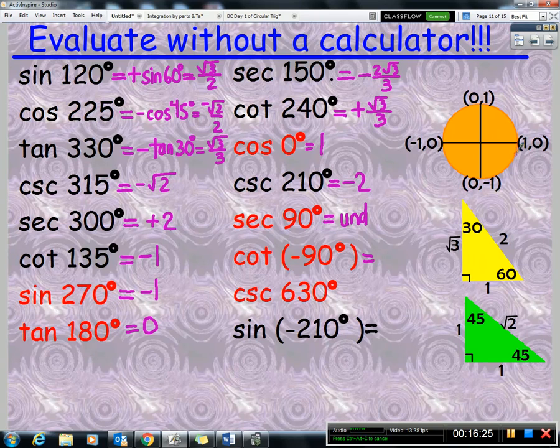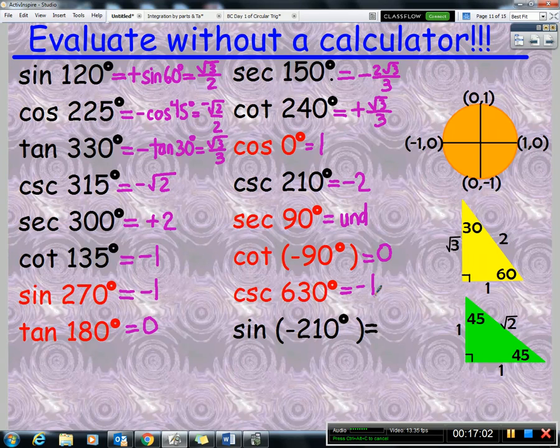Negative 90 is down here at 0, negative 1. Cotangent is cosine over sine. Cosine over sine. X over y. 0 over negative 1 is 0. 630. Guys, that is 7 times 90. So 1, 2, 3, 4, 5, 6, 7. 7 times 90, or 7 pi over 2, is down here at 0, negative 1. Cosecant's 1 over sine. 1 over y is negative 1.